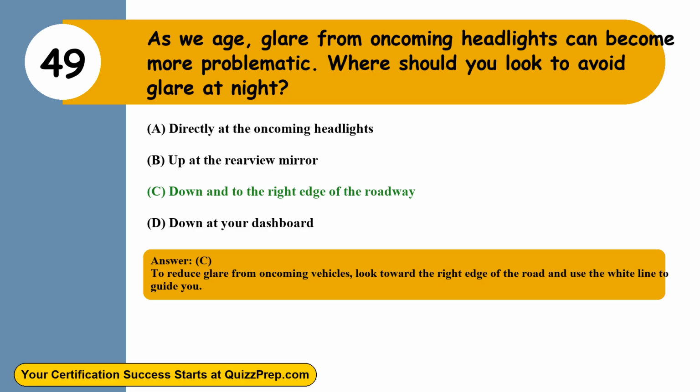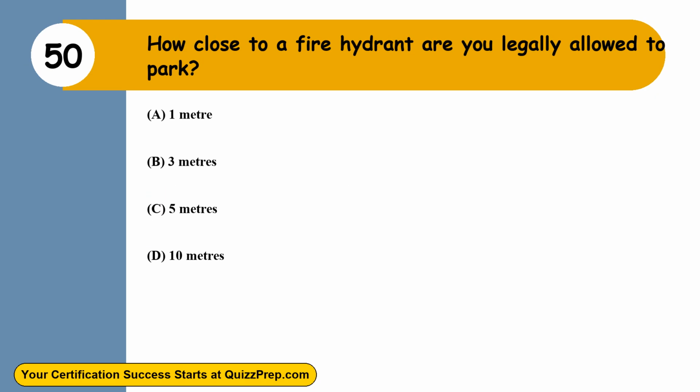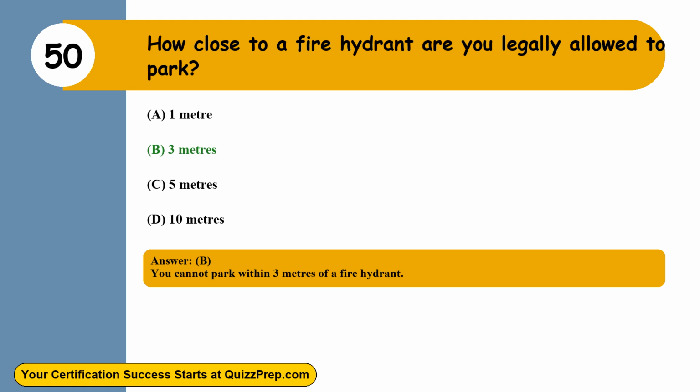Question 50. How close to a fire hydrant are you legally allowed to park? Option A, 1 meter. Option B, 3 meters. Option C, 5 meters. Option D, 10 meters. The correct answer is option B, 3 meters. You cannot park within 3 meters of a fire hydrant.